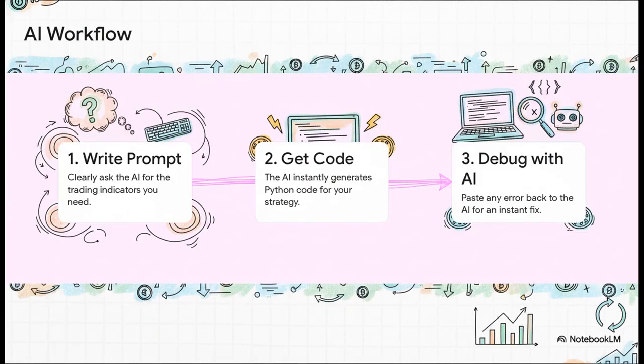It's a simple loop. You write a clear prompt, the AI spits out the code, and this is the game changer. When something breaks, and trust me, something always breaks, you don't spend hours pulling your hair out. You just copy the error message, paste it right back to the AI, and say, hey, fix this. It completely changes the speed of development.